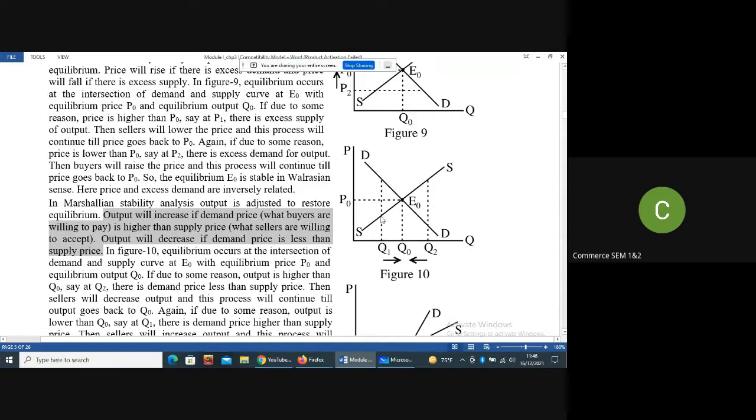And what is the supply price from the supply curve? The vertical distance from the supply curve, this distance, is called the supply price. So we can see that the demand price is higher than the supply price here at the output Q1. So output will increase.